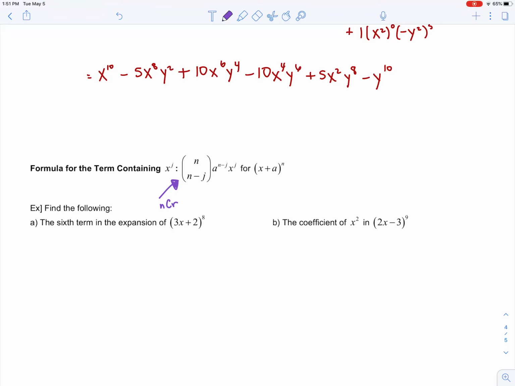Okay, so find the following. The sixth term in the expansion of (3x + 2) to the 8th. So the sixth term, well, what power will that be? To use this formula, we need to know the power of x. The first term will be x to the 8th, 7th, then 6th, 5th, 4th, 3rd, 1, 2, 3, 4, 5, 6. So we want to know the x cubed term.